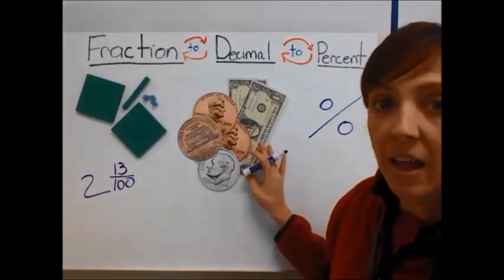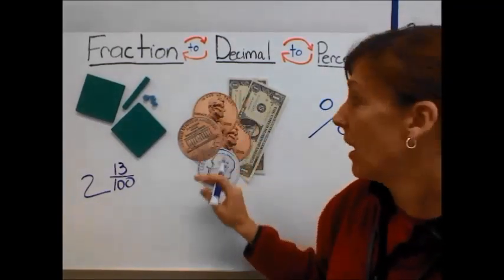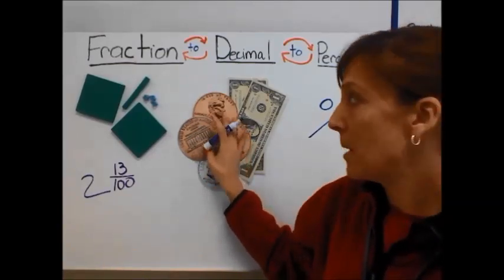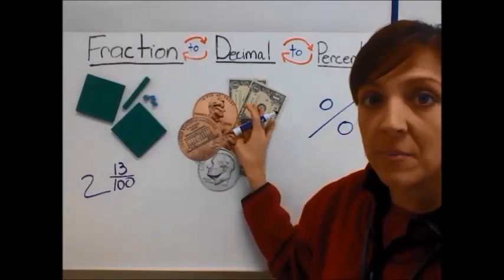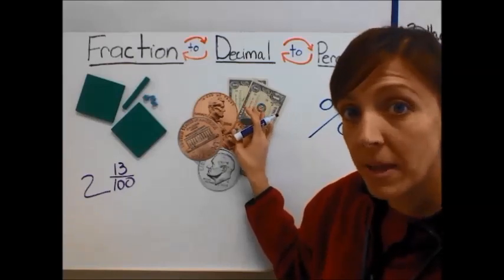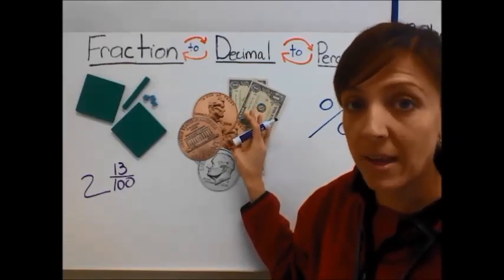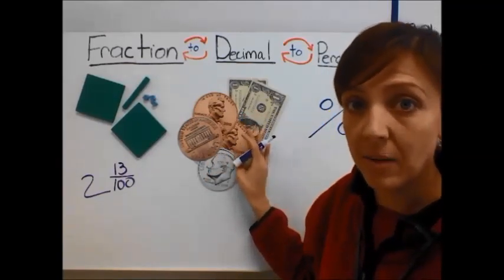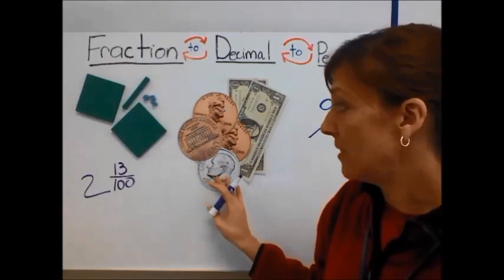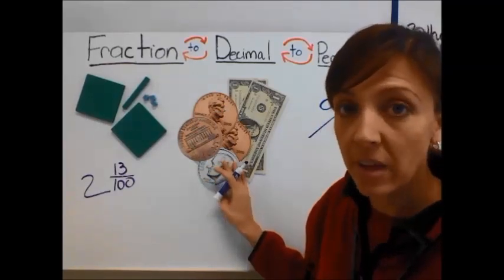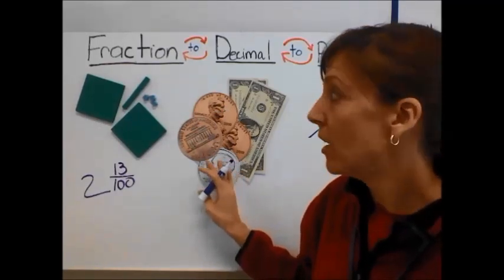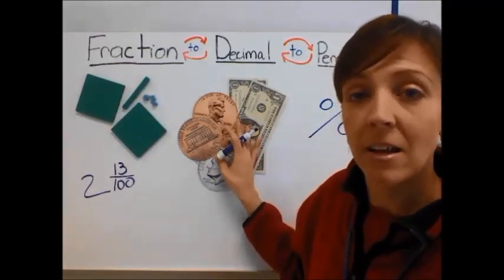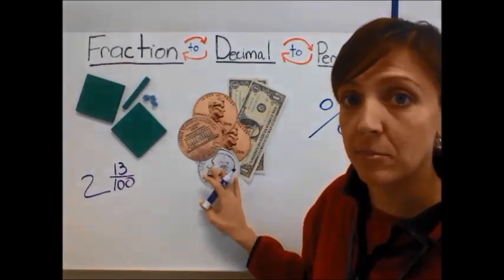Over here, I have $2, and I have a dime and 3 pennies. Well, how many pennies are in a dollar? There are 100 pennies to make a dollar. How many dimes make a dollar? 10 dimes make a dollar. How many pennies make a dime? Takes 10 pennies to make a dime. So these blocks over here are exactly like money, dollars and pennies and dimes.